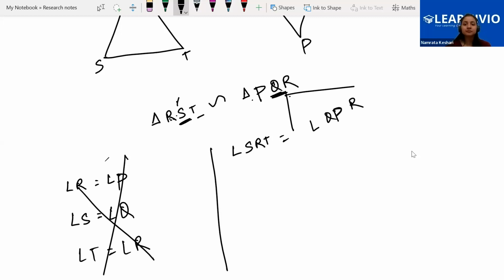So only if all the angles are equal, then only we'll say that it's similar? No, I'm coming to the other part also.